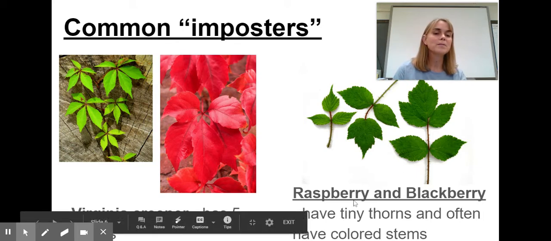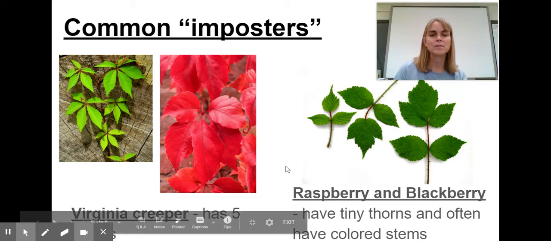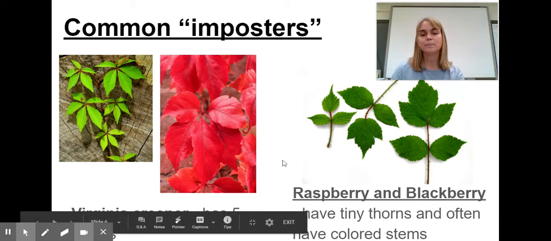All right. Raspberry and blackberry are a little harder to tell. They have the leaves of 3, and they even kind of have the longer stem in the middle. But if you look closely, they have tiny little thorns, or sometimes the stems will be purplish or bluish. And sometimes they actually have leaves of 5 instead of leaves of 3. So they can be a little tricky though.